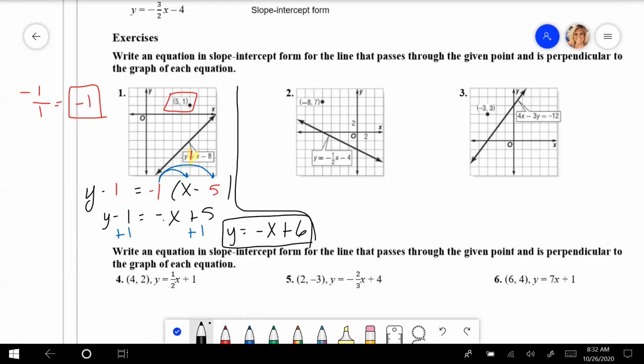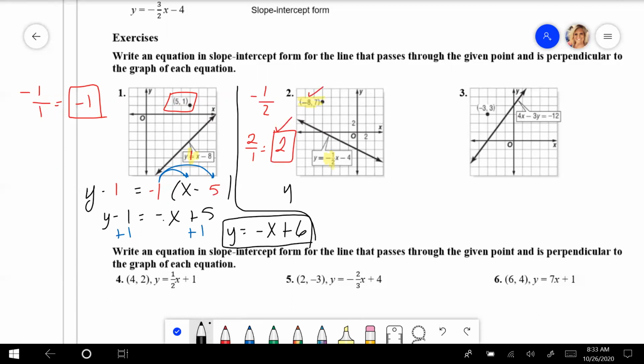All right. Number 2. There's your slope. Here's your point. Now, it can't be the same slope. Remember, it's got to be the flipping opposite reciprocal. So right now it's -1/2. So flip it over, it becomes 2/1, and instead of negative, it's positive. When you divide the two numbers, you get 2. This is your slope, here is your point.